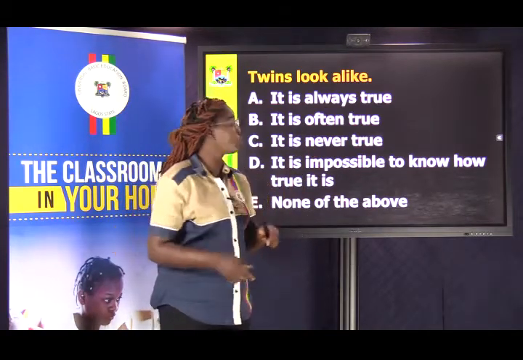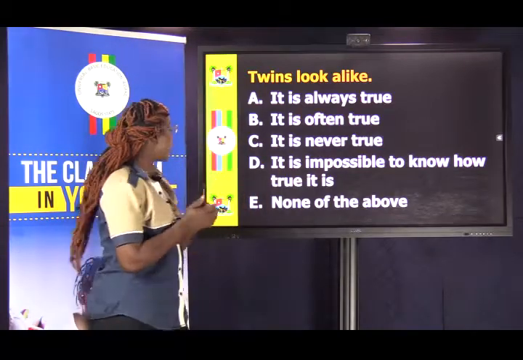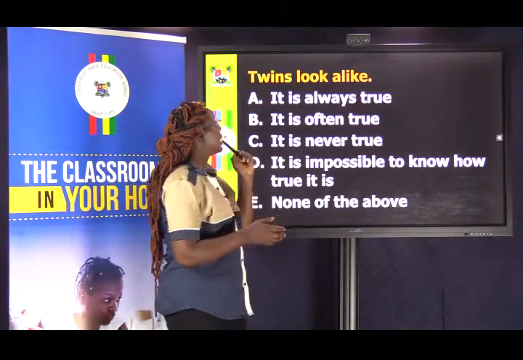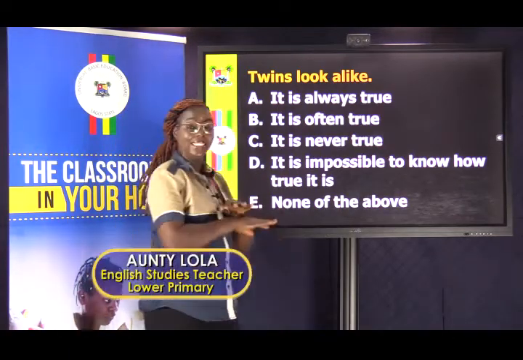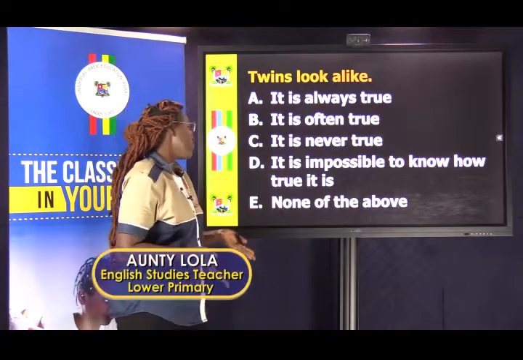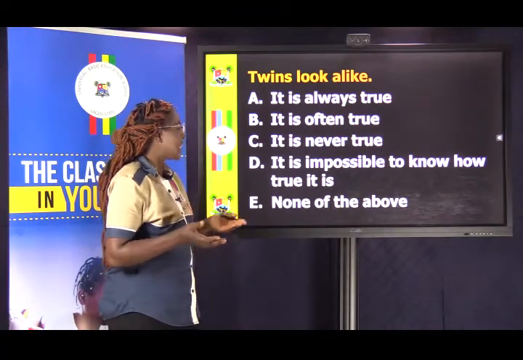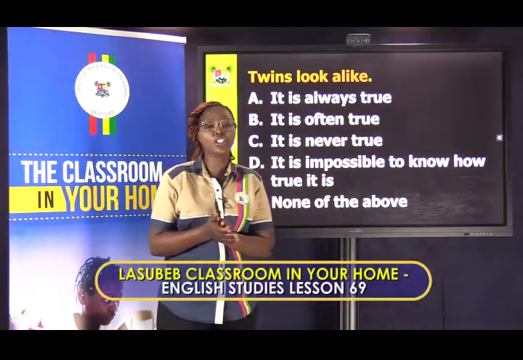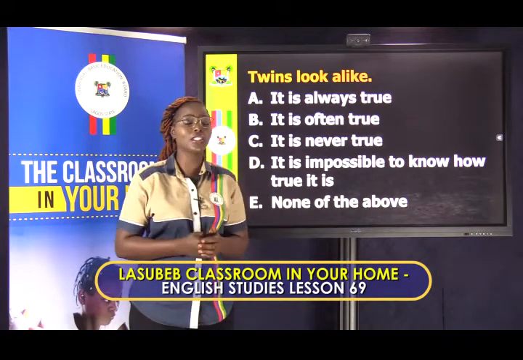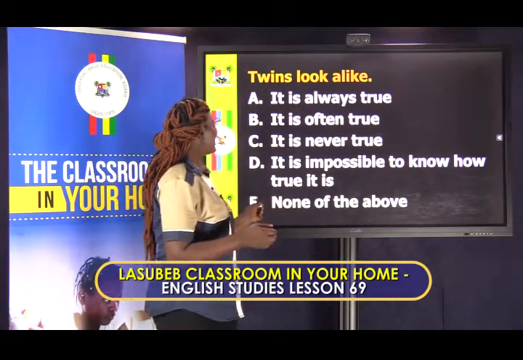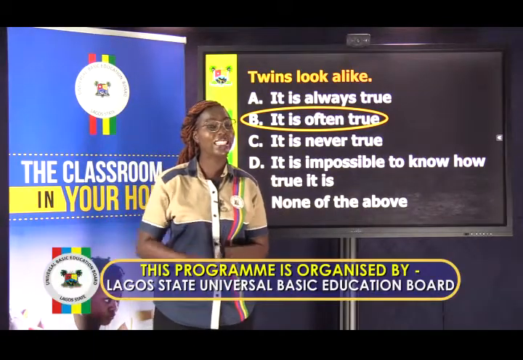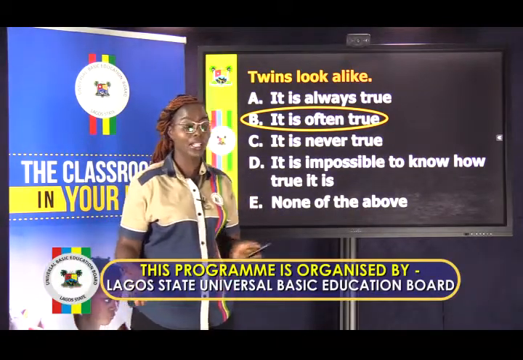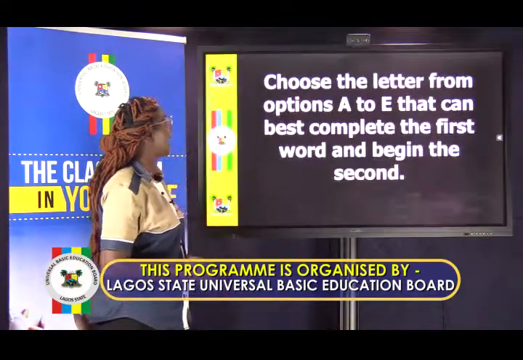Is that okay? So which is correct in this option from A to E? It is always true. It is often true. It is never true. It is impossible to know how true it is. None of the above. Which of those options do you think is correct? Okay, it is often true. It is often true doesn't mean it is always true. Is that okay, children? Okay.